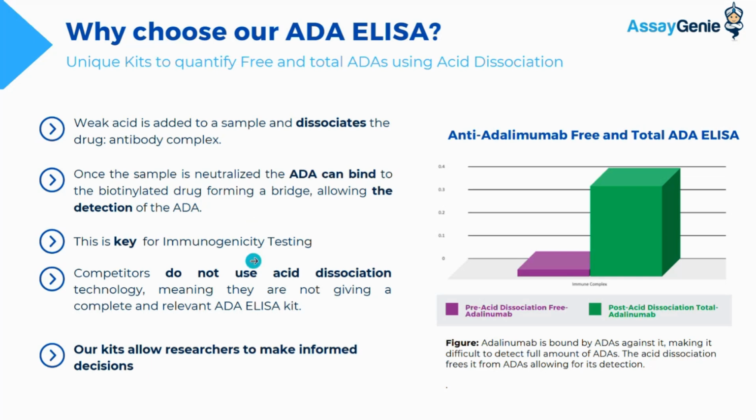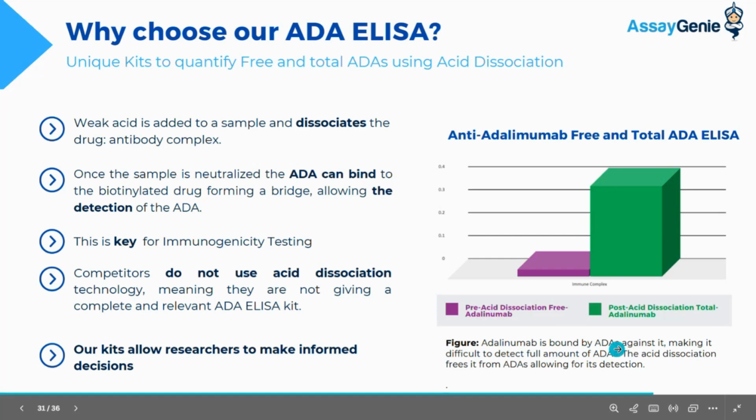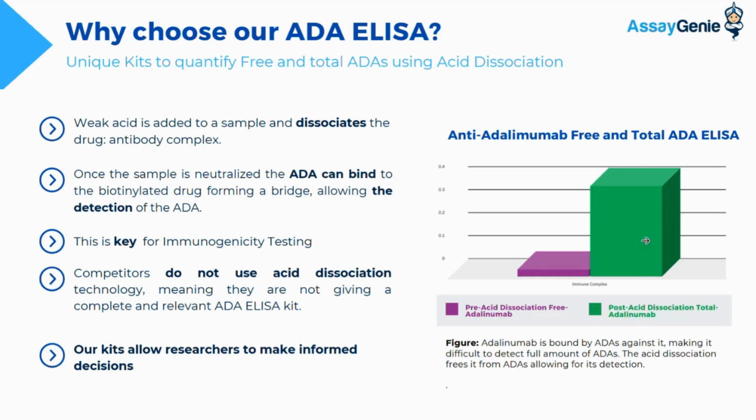And our competitors do not use acid dissociation technology, meaning they are not giving a complete and relevant and thorough ADA ELISA kit. So our kits allow researchers to make informed decisions when they are quantifying these targets. And here, when you just look at this figure both in purple and in green, you can see here that adalimumab is bound by ADAs against it, making it difficult to detect the full amount of anti-drug antibodies. But the acid dissociation frees it from the ADAs, allowing for its complete and full detection here in green.